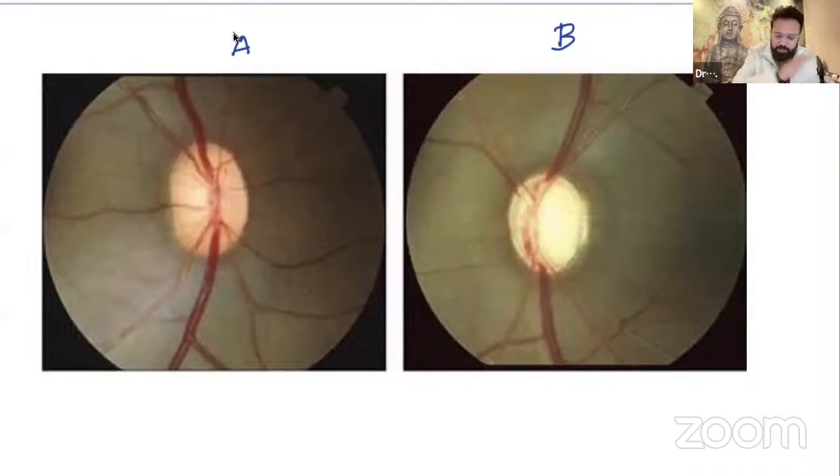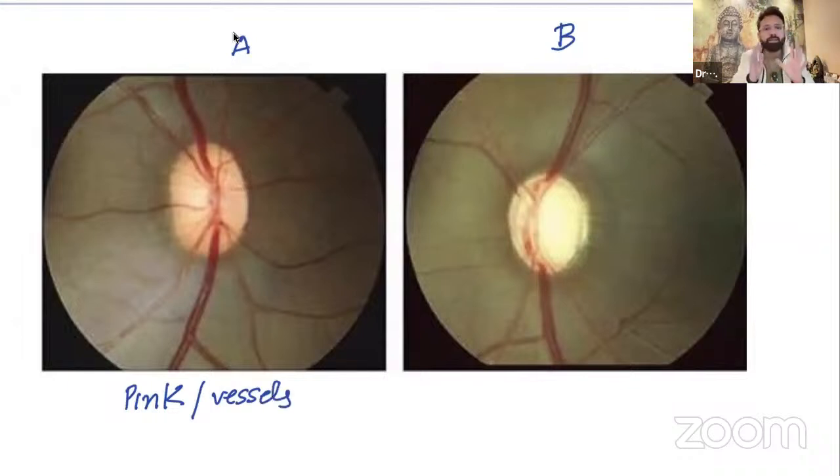Who is going to tell me? Can you see the pink color of the optic disc? Pink color is normal. And also you can see vessels are not distorted. Vessels are perfectly dilated, isn't it? Very good, doctors. Very good, Shivam.